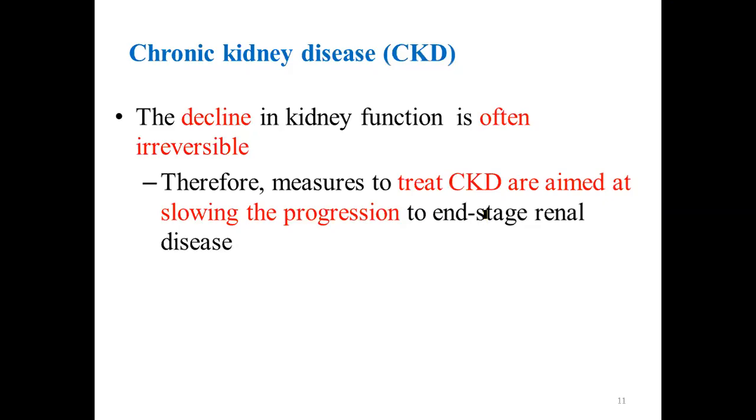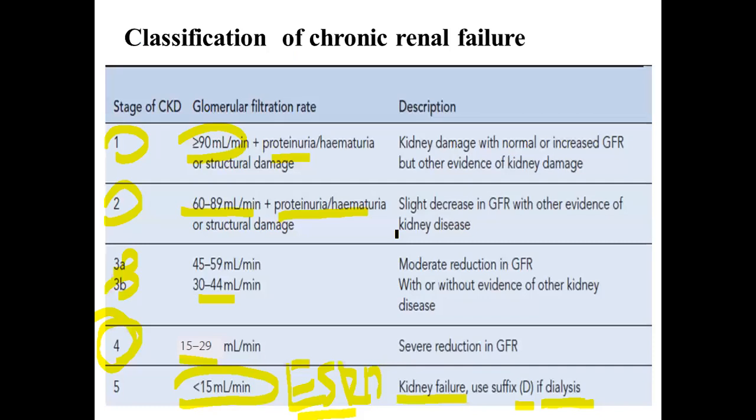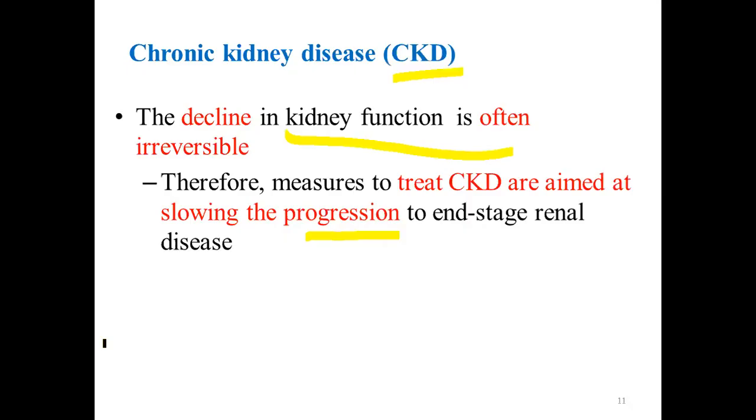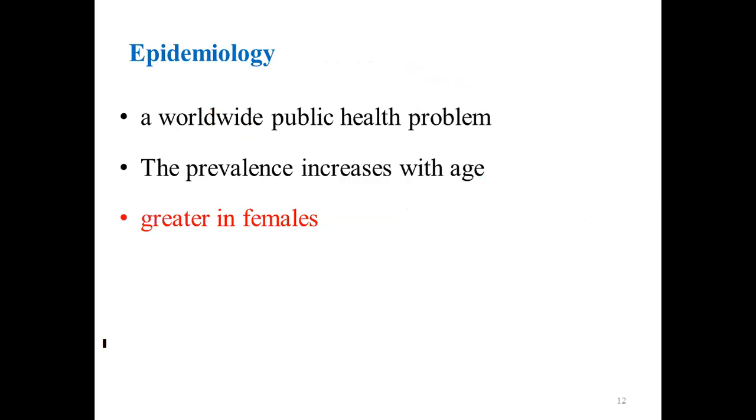The next slide is still about chronic kidney disease. Remember, in chronic kidney disease there is a decline in the kidney function, and most of the time it is not reversible. So any measures to treat this condition are mainly to slow down the progression to end stage renal disease. If you diagnose the patient in stage 1, 2, 3, and 4, our aim is normally to prevent the end stage or total failure of the kidney. So the aim of treatment is to slow down the progression of the condition.